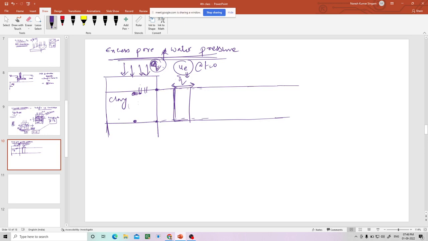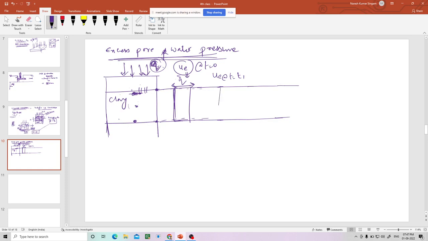The pressure which is taken by the water particles nearer to this will be transferred to the soil particles. That means this Q will be reduced, meaning U excess at time equal to T1, let us say U excess at this point. Now at this bottom and top, that will be lesser than the middle, because this water is still in the middle. For this water to travel outside, it will take time. That is the reason why it's still carrying this pressure.